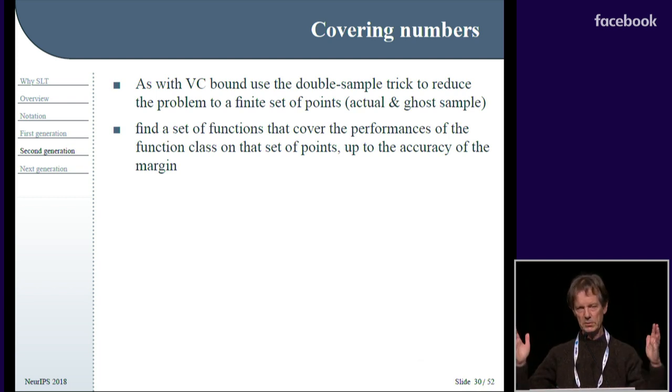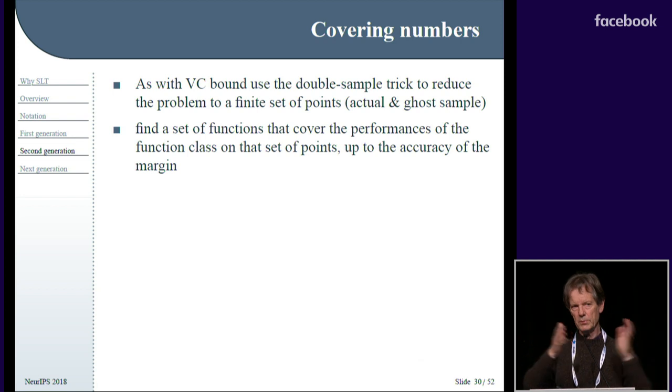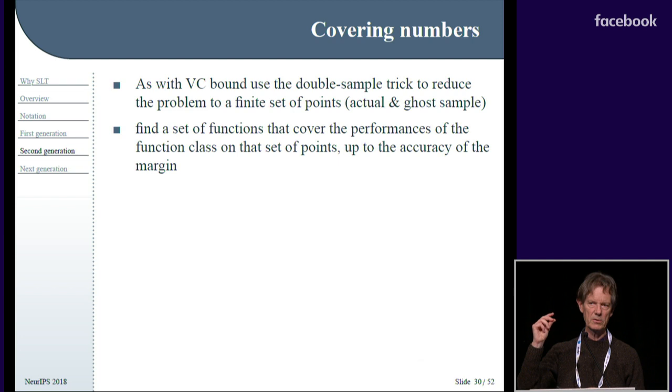So we've got 2M points, the M training points and M test points, and we're going to pick a set of functions that, if you like, characterizes the performance we can expect on those 2M examples up to the accuracy of the samples. So given any function in the class, we can find an element in the cover that matches the performance of that function within the epsilon of the accuracy or the margin accuracy that we're interested in approximating to.